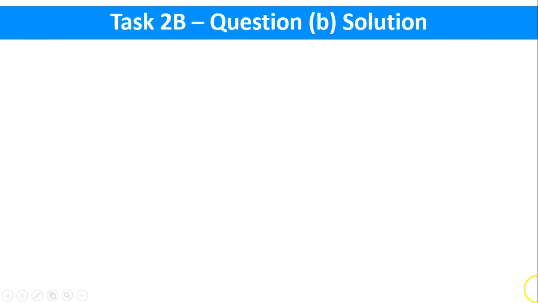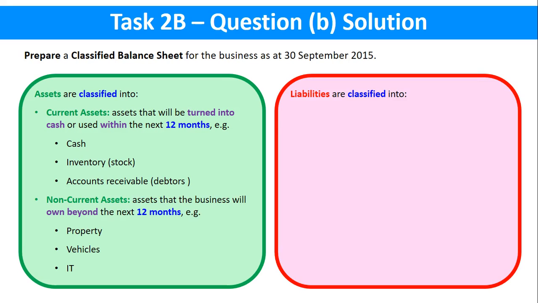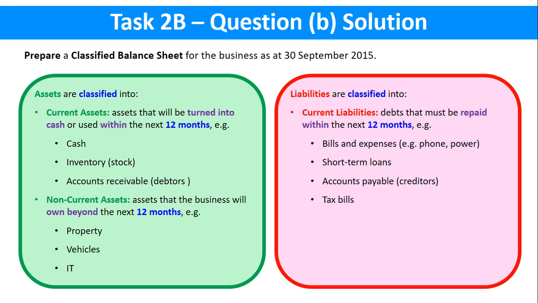What we're going to do is prepare a classified balance sheet. So what that means is we take the assets and split them into current, which are assets that will be turned into cash or used within 12 months. So things like cash, inventory, accounts receivable, or debtors. We also break them into non-current assets, assets that the business will own beyond the next 12 months, e.g. property, vehicles, and IT. Liabilities, we do the same.